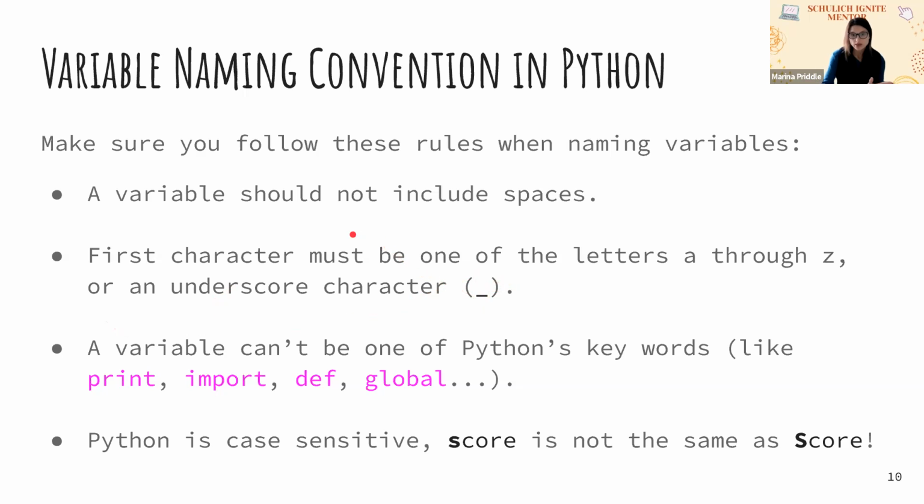If you just use a space, Python is not going to understand that. It's going to find an error, and it will not proceed any further. So if your variable is supposed to have two words, or maybe a word and a number, and you want to separate them, just use an underscore. Now, a variable cannot be one of the Python keywords.